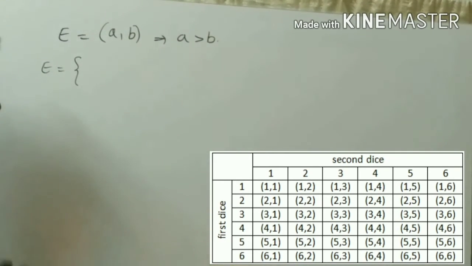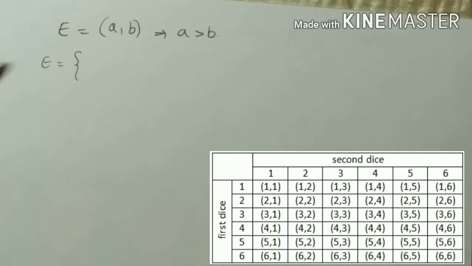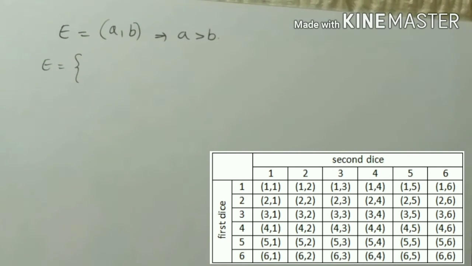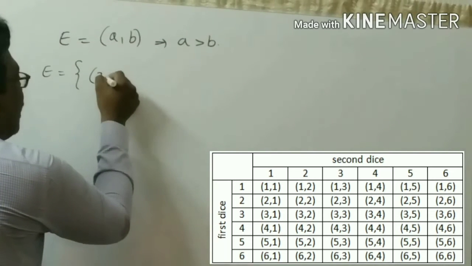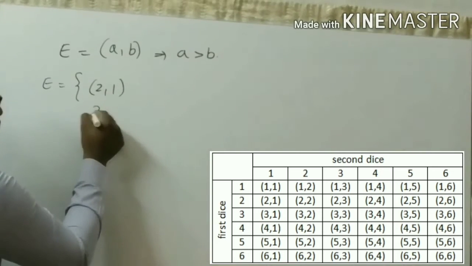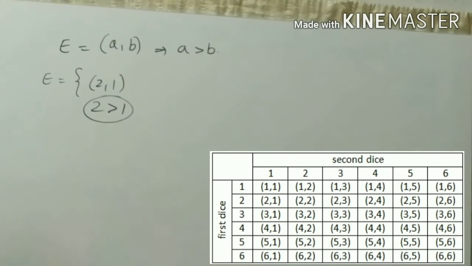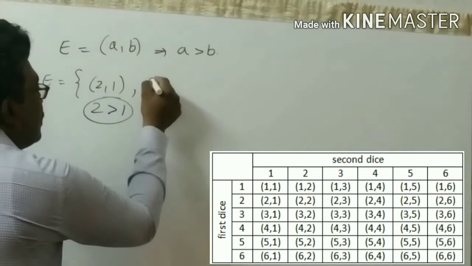See the first one, 1 comma 1. Is 1 greater than 1? No. Is 1 greater than 2? No. So the first line is ruled out. Second one, 2 comma 1. Because 2 is greater than 1, is it true? Right. 2 greater than 2? No. 2 greater than 3? No. Only one ordered pair.